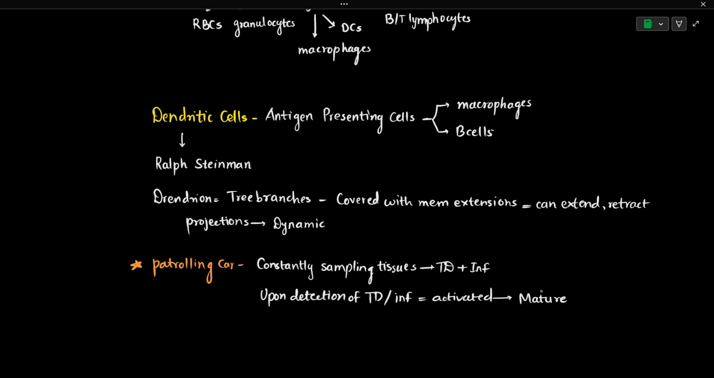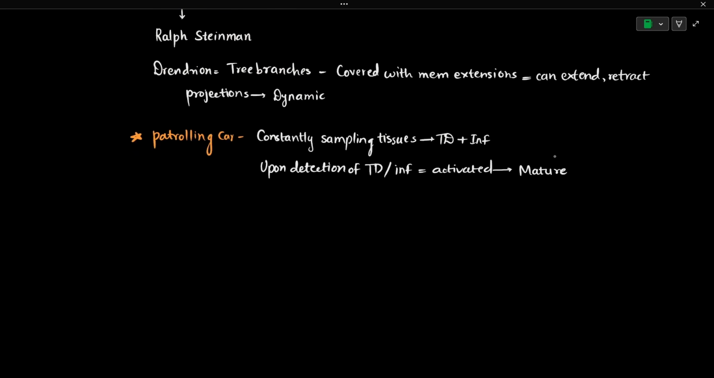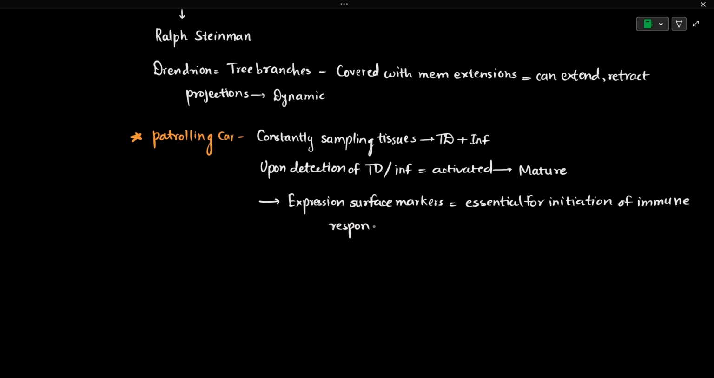Okay, so the maturation starts, and once they get matured, they express the surface markers that are required for initiation of immune response. So maturation or activation in the case of a dendritic cell means the expression of surface markers, the receptors present on the surface, which are essential for initiation of immune response. Initiating immune response is also one of the roles of the dendritic cells.